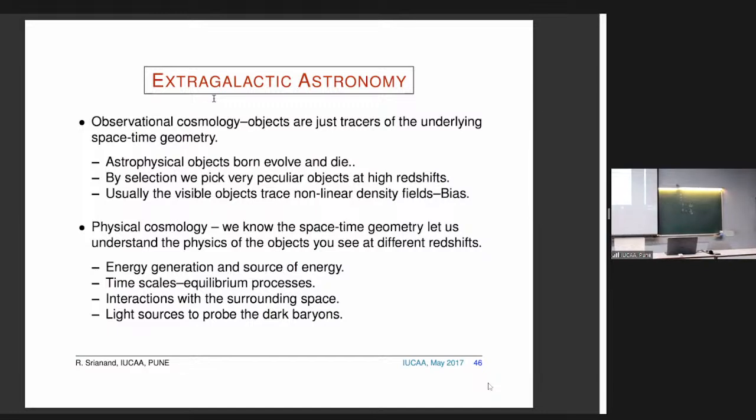When you are dealing with this aspect, you are not going to worry about what these objects are, what they are doing and things like that. We are going to just look at how the objects are distributed at different times, and we are going to predict the underlying universe based on the distribution of objects.